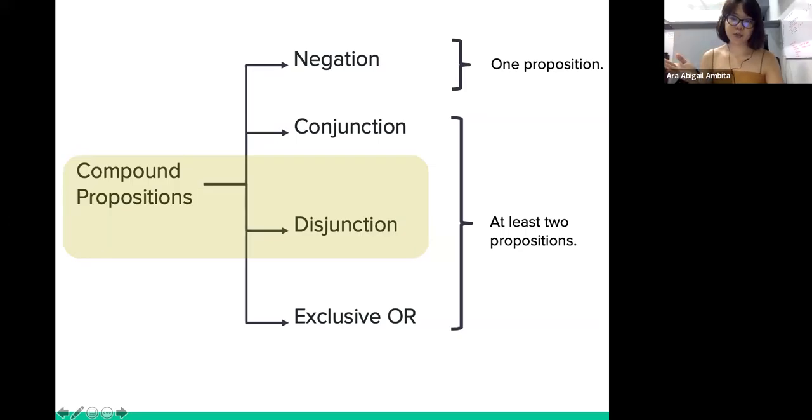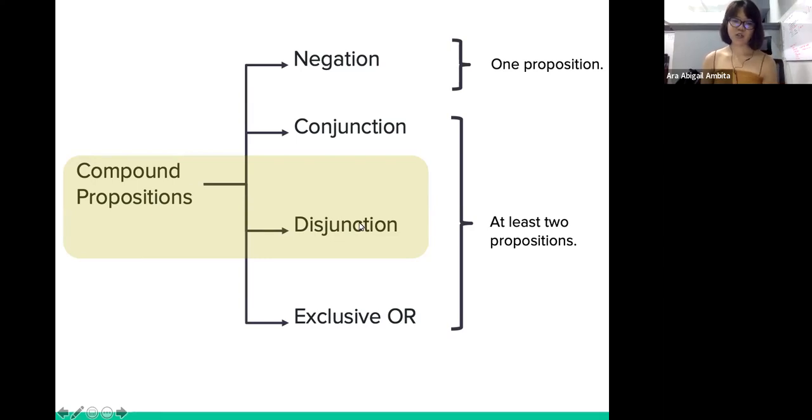In the previous video, we have discussed conjunction. The conjunction refers to the logical connective and, wherein the two statements P and Q will only be true if both of the statements P and Q are true, and false otherwise. Now, we will move on to another compound proposition, which is disjunction.